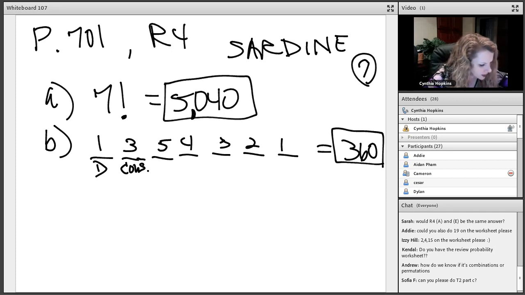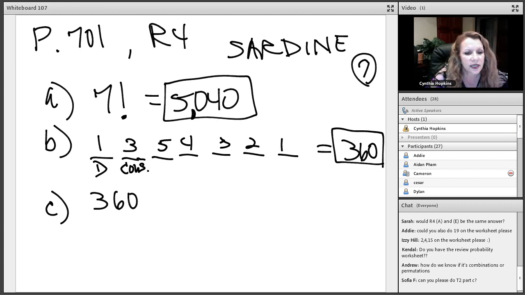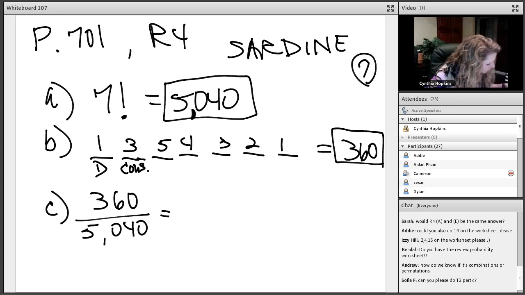Okay, and then part C says, if an arrangement is selected at random, arrangement is that key word, right? That means the order matters. What is the probability that D comes first and a consonant is second? Well, that's what we just did in part B, but now they're asking for the probability, not just the number of ways. So the number of ways was 360, but I'm going to divide it by the sample space, 5,040.